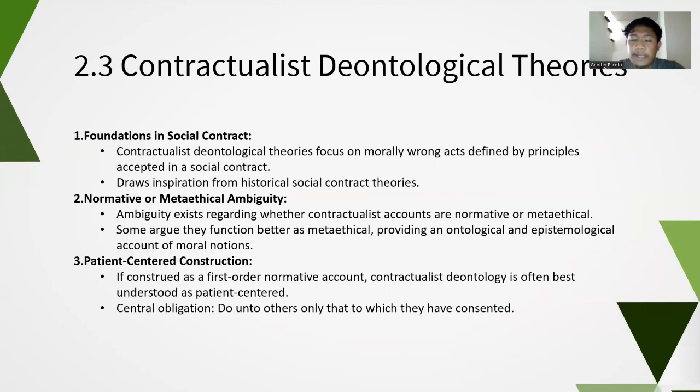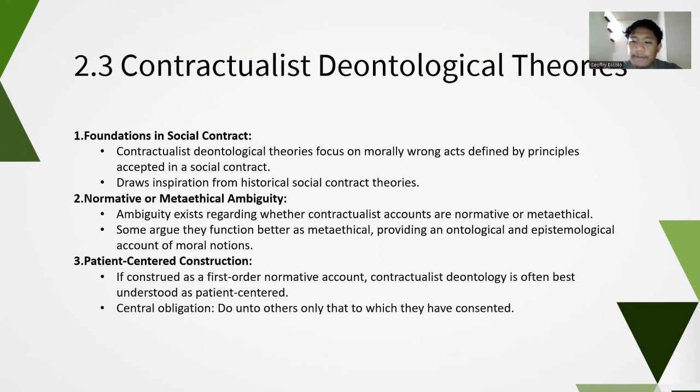At the core of the contractualist deontological theories lies the notion of morally wrong acts, which are delineated by principles that individuals in a hypothetical social contract would willingly accept. This perspective draws inspiration from historical social contract theories that have sought to establish the basis for moral norms within the community.